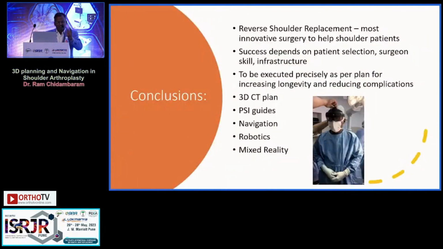So to summarize, reverse shoulder arthroplasty is the most innovative surgery to help shoulder patients. Success depends on patient selection, surgeon skill, as well as infrastructure. But whatever you plan should be executed precisely as per plan for increasing longevity and reducing complications. 3D CT plan, PSA guide, navigation, robotics, mixed reality are all part of the armamentarium we should employ.